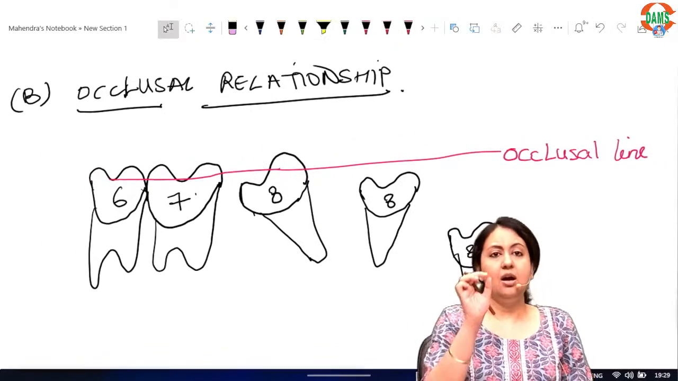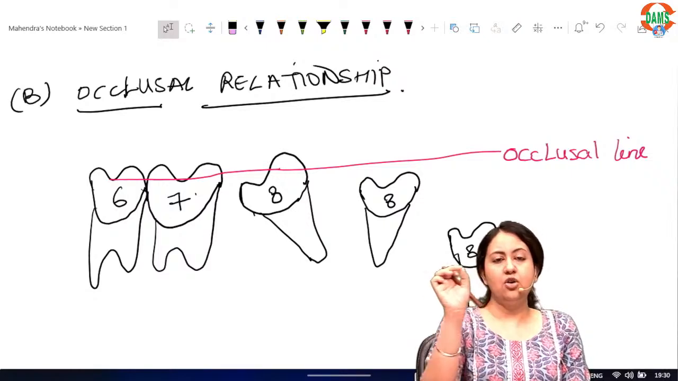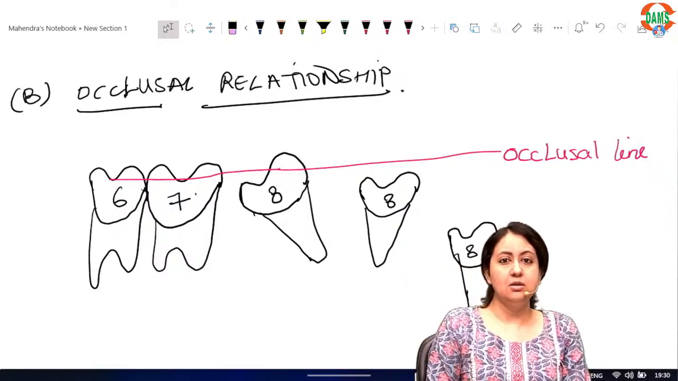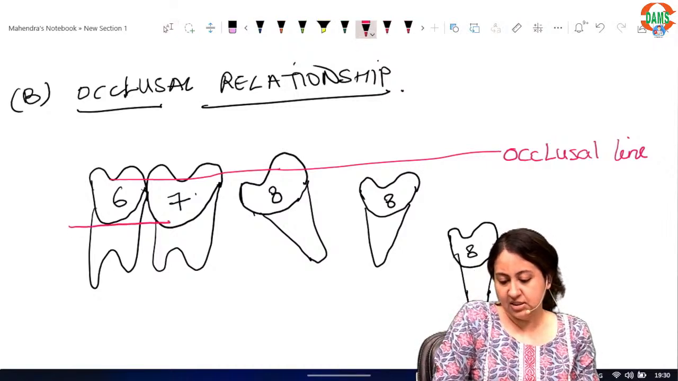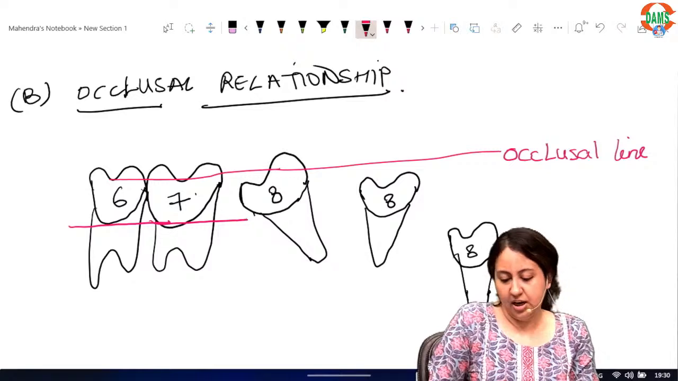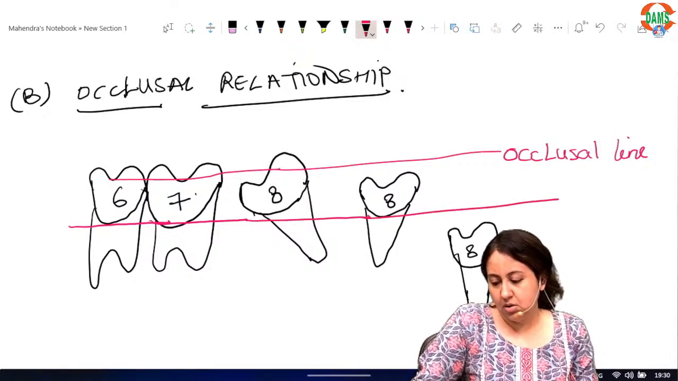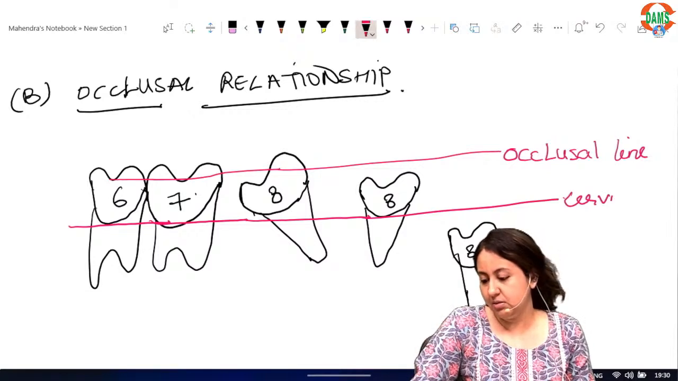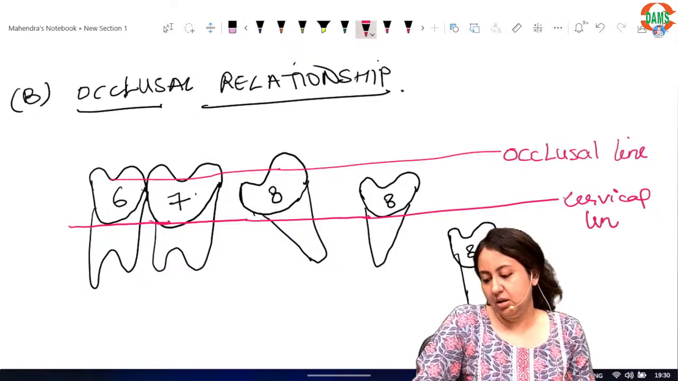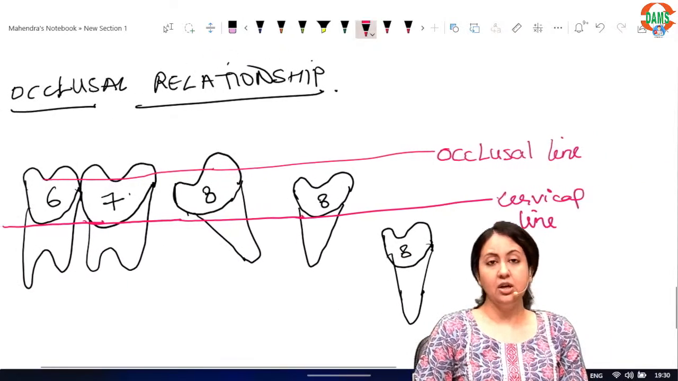Carefully see, from the central fossa of 6 and 7, I have drawn a line, and that is the occlusal line. And from the CG of 6 and 7, I have drawn a line, and this is the cervical line.